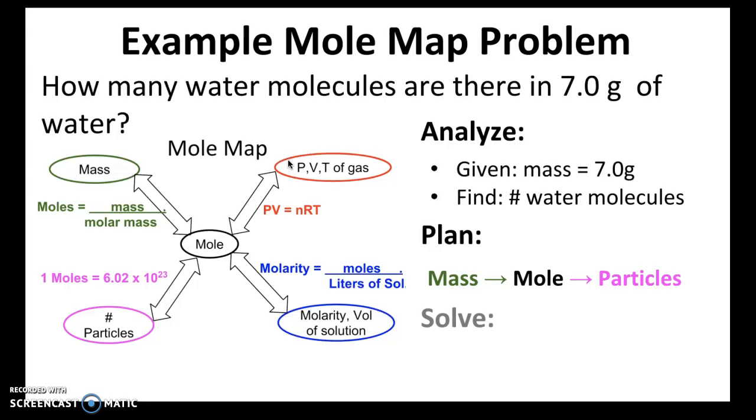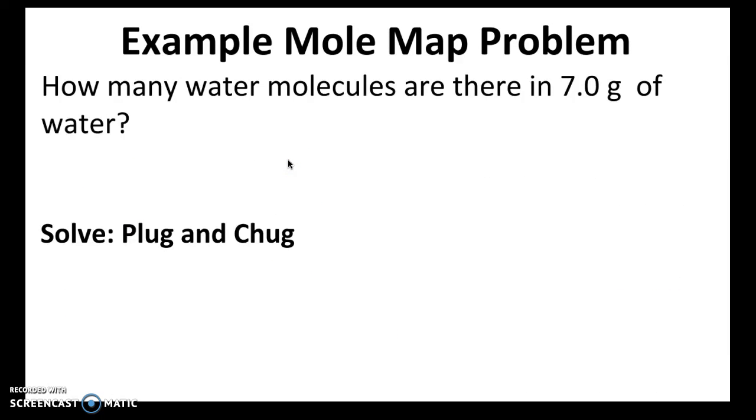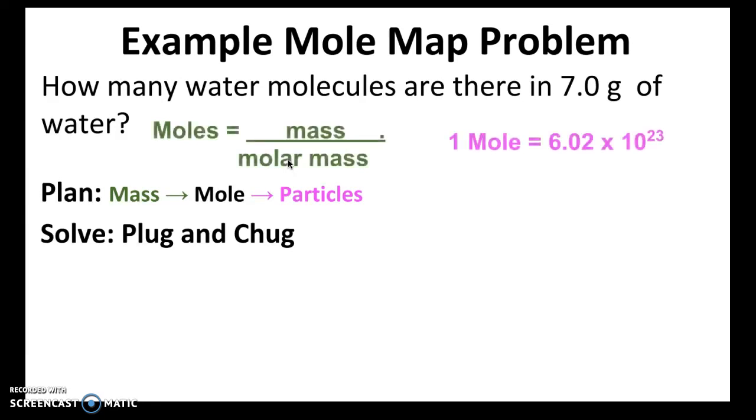The last thing we're going to do is solve, and there are actually 2 ways to solve: plug and chug and dimensional analysis. Let's start by looking at the plug and chug method, because I think that's more conceptual. So again, the question was how many water molecules are there in 7 grams of water, and our plan was to go from mass to moles to number of particles. And we're going to use these 2 equations because those were the equations along the routes going from mass to moles and moles to particles.